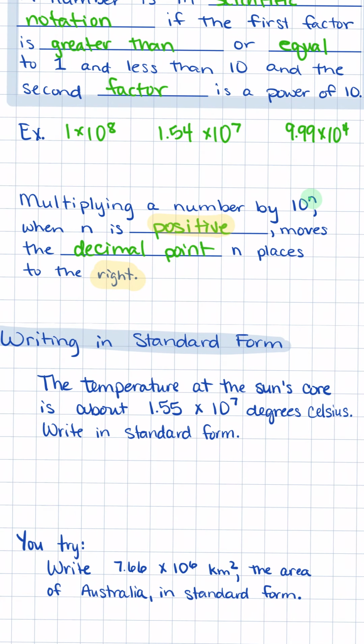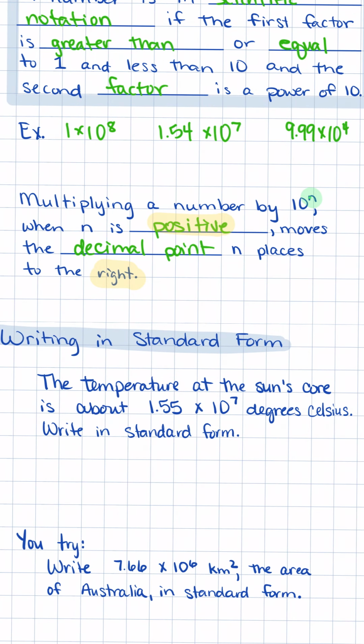So for example, with this up here, I use the highlighter when I want the pen, and I use the pen when I want the highlighter. 1 times 10 to the 8th power, right? So we have a 1, and then we're going to move the decimal point. The decimal point technically is right here. We're going to move it 8 places. 1, 2, 3, 4, 5, 6, 7, 8. So that means it would move this direction 8 places. So this one turns into 100 million.